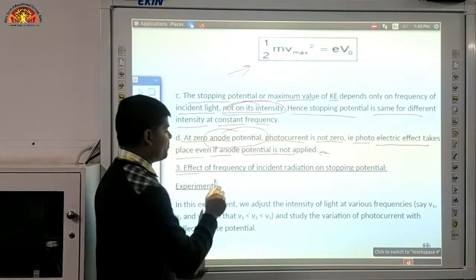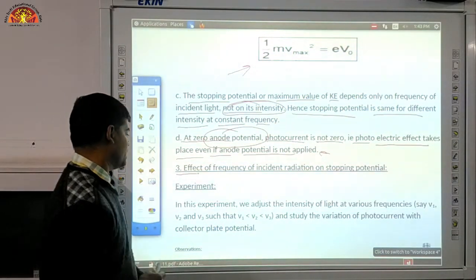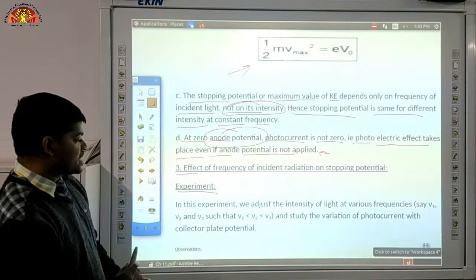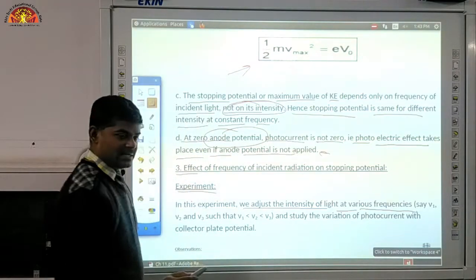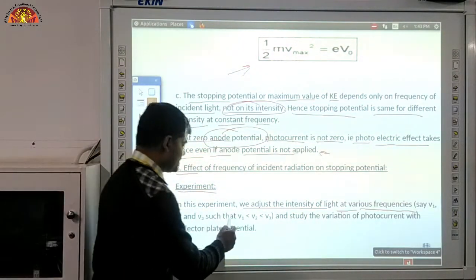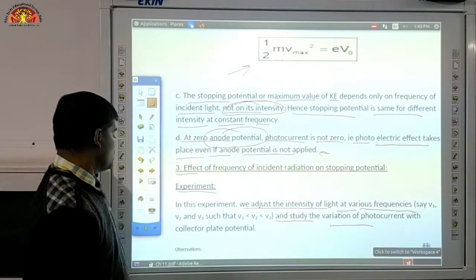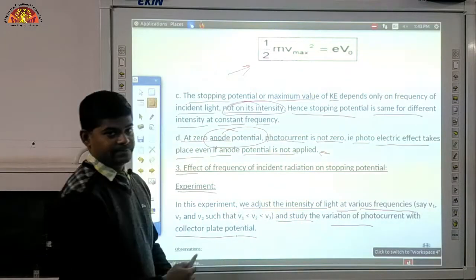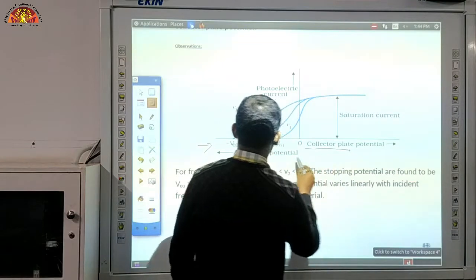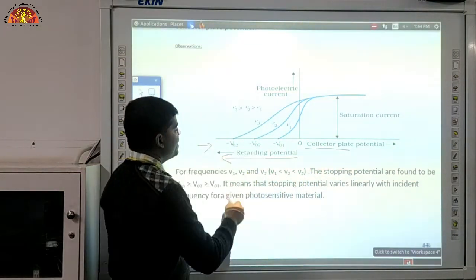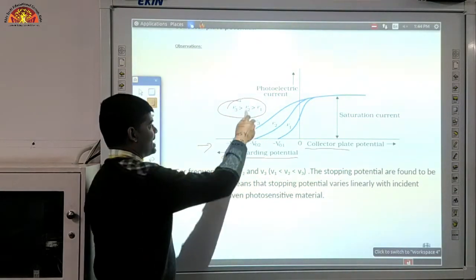Next one, effect of frequency of incident radiation on the stopping potential. Now again the experiment setup. In this experiment, we adjust the intensity of light at various frequencies, say mu1, mu2, mu3, such that mu1 is less than mu2 is less than mu3, and study the variation of photocurrent with the collector plate potential. Now we will observe the graph. That is the collector plate potential, this is retarding potential, this is the photocurrent.